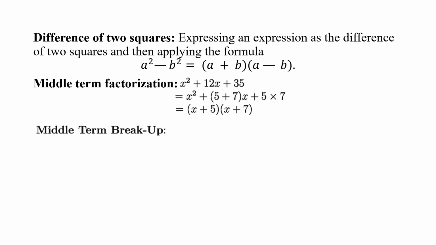Now middle term break up. This is the question: 3x square minus x minus 14. You can replace minus x by minus 7x plus 6x, and the multiplication of 6 and 7 is 42, minus 42. Also, the multiplication of minus 14 and 3x square equals minus 42x square.